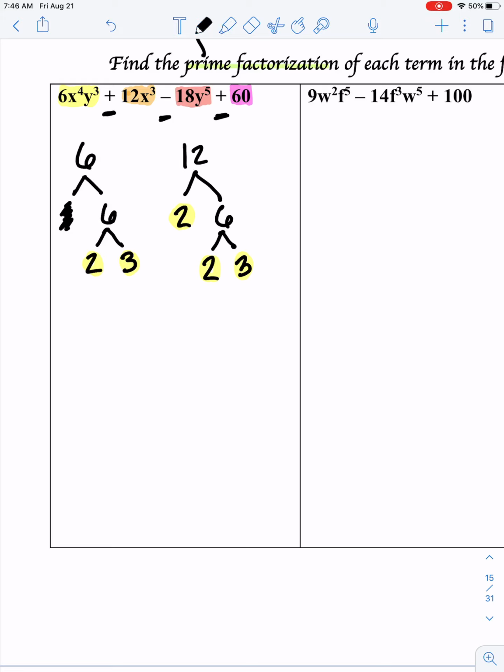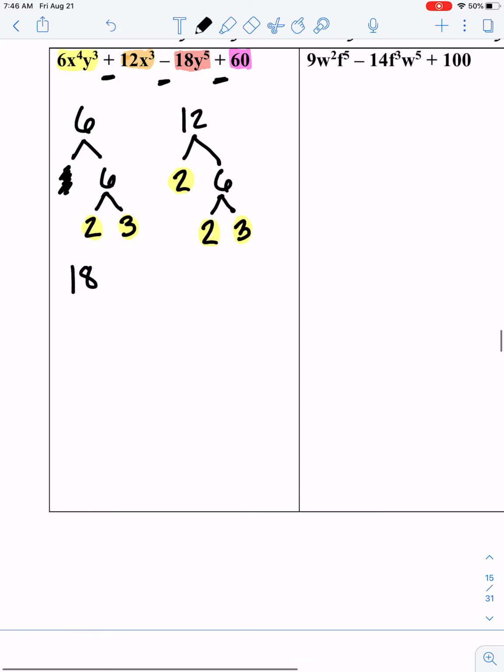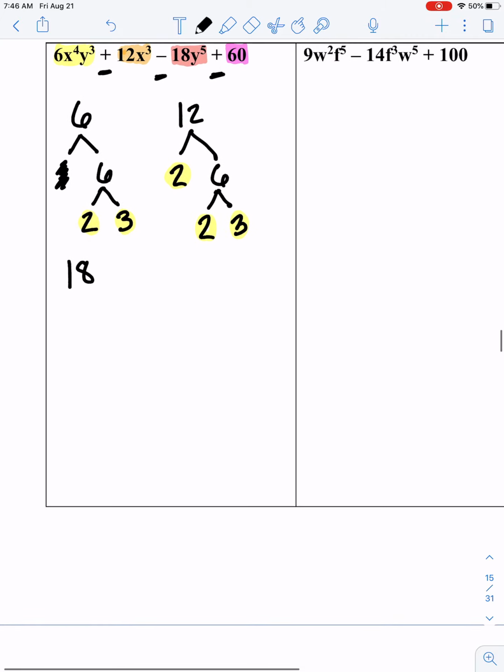I then have 18. Now the signs in front of these numbers are not going to make any difference, so don't worry about putting negative signs. 18, we have 2 because it's even. 2 times what is 18? 9. I look and see if any of those are prime. 2 is. 9 is divisible by 3. So 3 times 3 is 9. And then 3 is only divisible by 1 and itself, so it's prime.